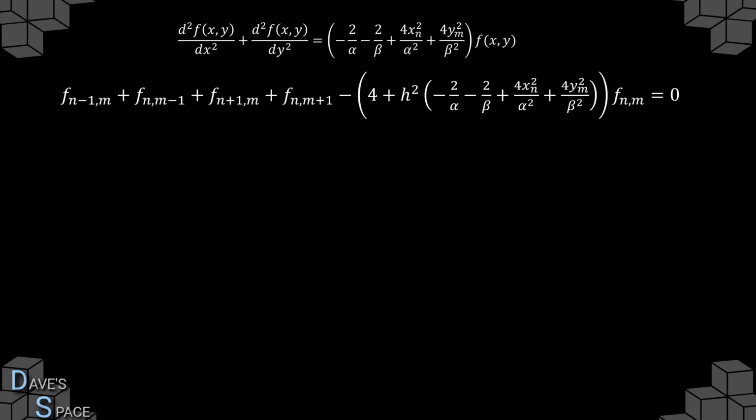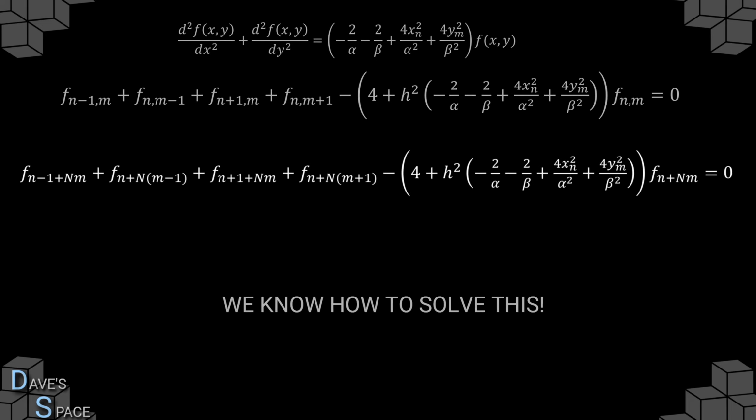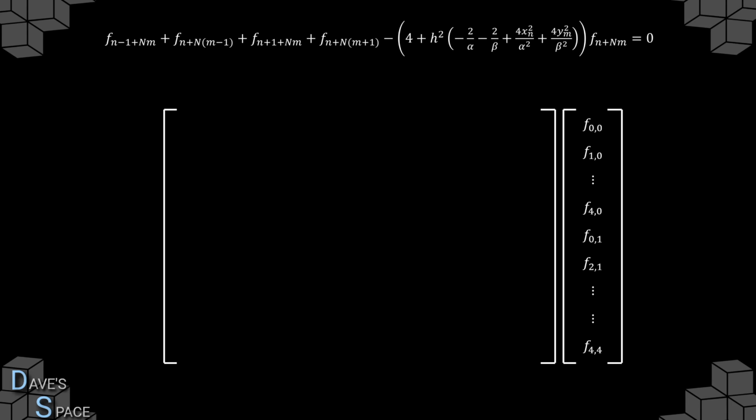Re-inputting our matrices into the previously derived equation, we are left with an expression relating the value of the function f to its unravelled index. And if you've seen my previous videos, we know how to solve this equation. Before we fill our matrix, we will make a small substitution so the matrix looks a little bit nicer by replacing the expression in the parentheses with the function g.